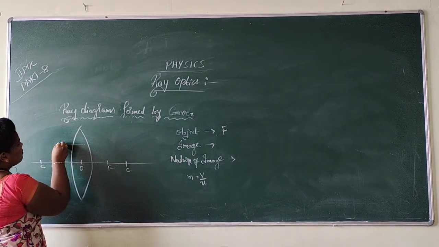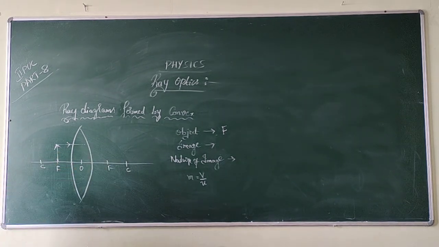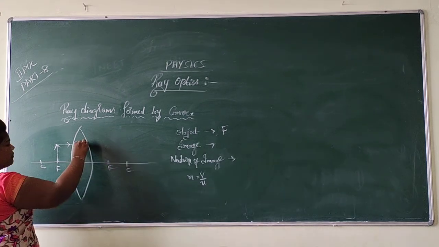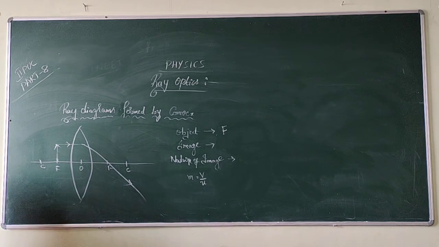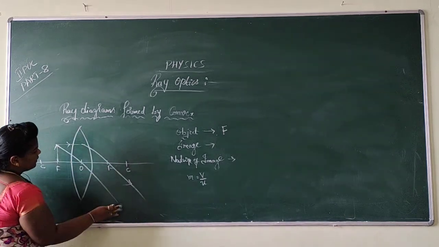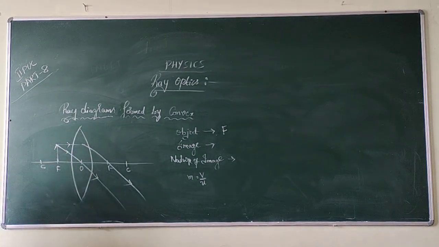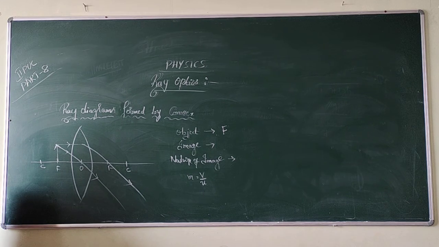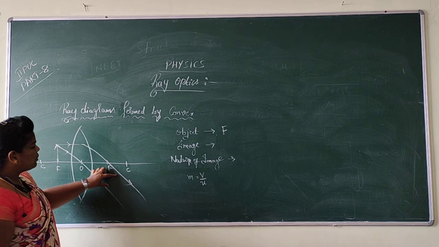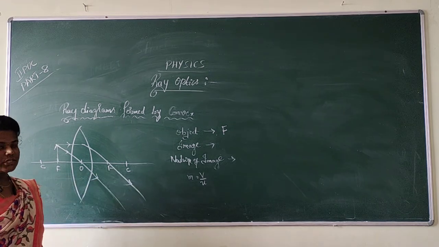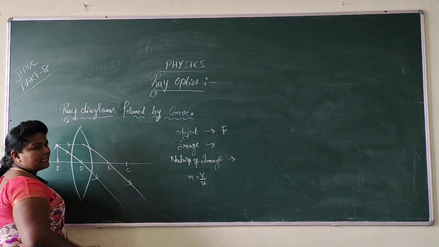I am using a parallel beam of light which is going to fall on the lens. When the parallel beam of light falls on the lens, it undergoes refraction and passes through the principal focus. And I am using another ray which is passing through the optic center. It does not undergo refraction and it passes as it is. So you can observe these two refracted rays are parallel to each other.